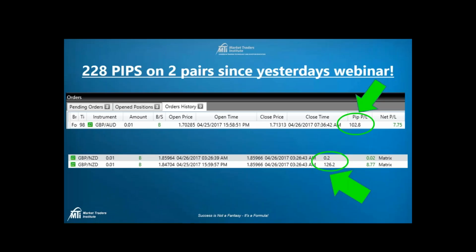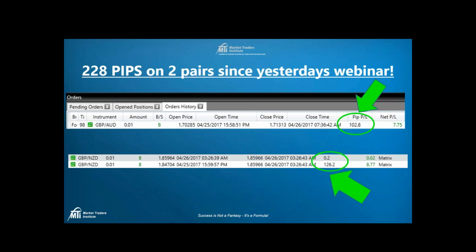Here are some results from yesterday's webinar. If you were with me in yesterday's webinar and saw the opportunities we were looking at with the pound Australian and pound New Zealand with grid trading, you can see that these were opened up by taking advantage of the 3 o'clock webinar that we went to yesterday. Those trades ended up closing out. The pound New Zealand closed out for 126 pips net at around 3:26 a.m., and I closed out the pound Australian with 102 pips today, basically because I was going to host this webinar and wanted to make sure I could reset the grids and show you how this works.